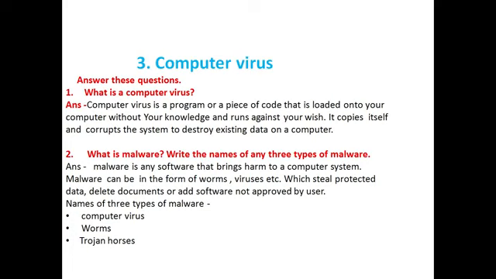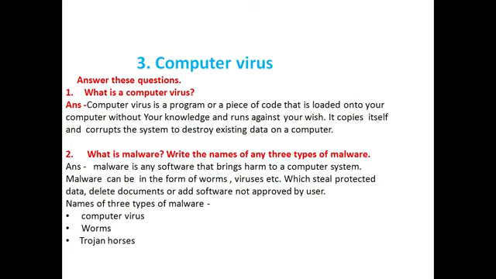Chapter 3, computer virus. First question is, what is a computer virus? A computer virus is a program or piece of code that is loaded onto your computer without your knowledge and runs against your wish. It copies itself and corrupts the system to destroy existing data on a computer. So I have discussed this computer virus. Virus is the set of programs that enters our computer to destroy our personal data.